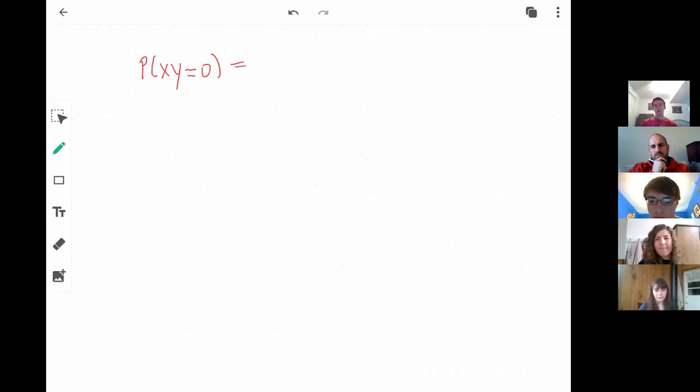Isn't it just going to be 0 if x is equal to 0 and y is whatever, or they could both be 0, or y is going to equal 0 and x can be anything else? So that means that x is 0 or y is 0. Yes? So this is the same as the probability that x is 0 or, hey, what set theoretic operation does that correspond with? Or is union.